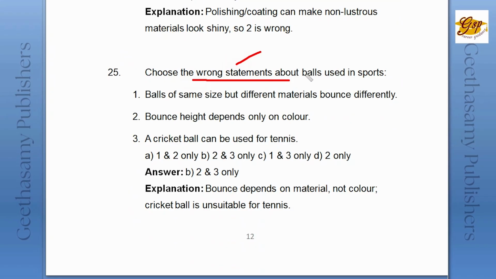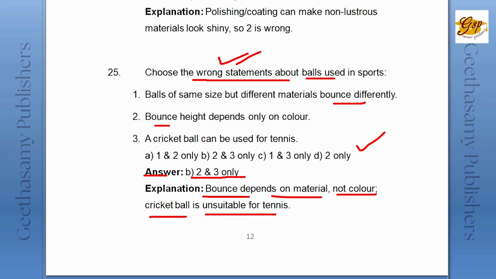25th question. Choose the wrong statements about balls used in sports. 1: balls of the same size but different material bounce differently. 2: bounce height depends only on color. 3: a cricket ball can be used for tennis. Statements 1 and 2 only, 2 and 3 only, 1 and 3 only, 2 only. The correct answer is 2 and 3 only. These are the wrong statements. So bounce depends upon the material, not color, and a cricket ball is unsuitable for tennis.